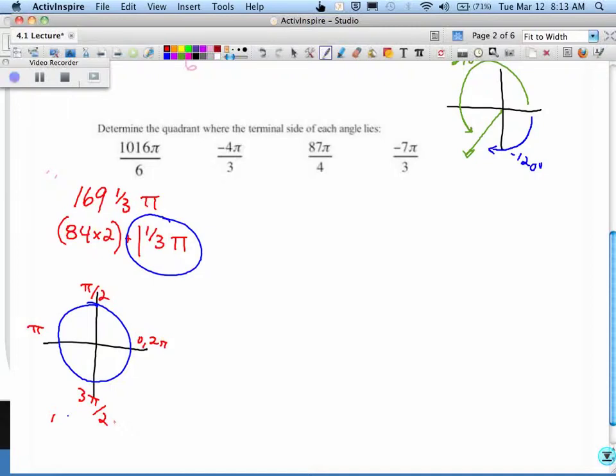Third quadrant, you're saying? Yes. So 1 1/3, is that more than a half? Is it more than 1? No. Is it more than 1 1/2? No. 1 1/3 would be somewhere right here. So for this one we can say the third quadrant, and I don't care if you say third quadrant or use Roman numerals.